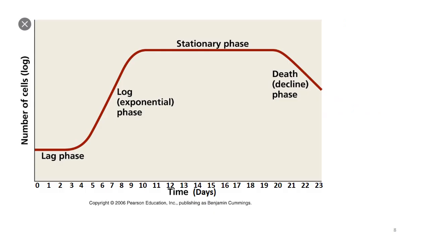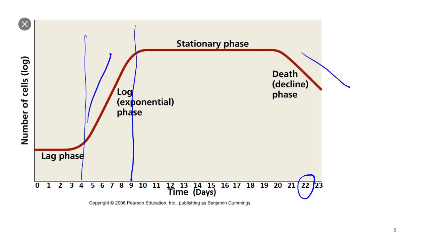In this bacterial growth curve, a linear regression equation is generated for the exponential phase, day 4 to 9. Can we use this regression equation to predict the number of cells at 22 days? No, because the relationship between the number of cells and days changes from positive during the exponential phase to negative during the decline phase.